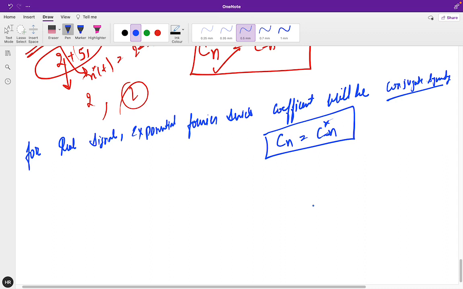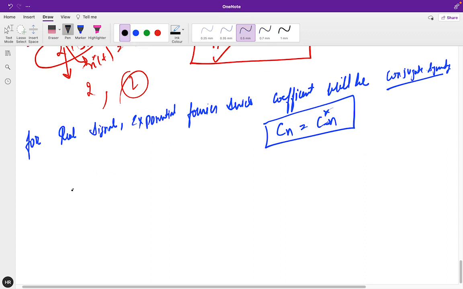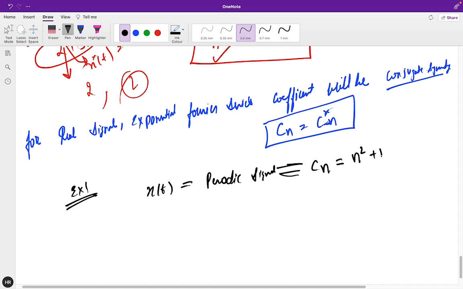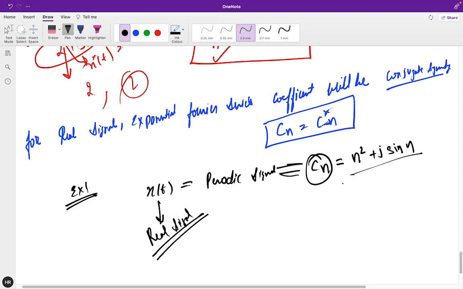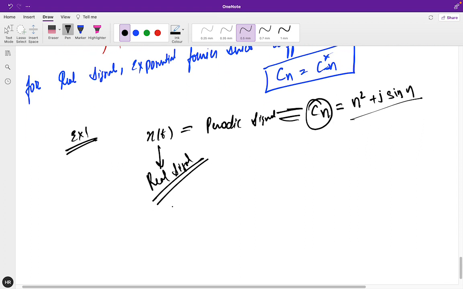For example, example 1: if I am giving you a particular signal x of t, that is a periodic signal, whose C of n value is given as n square plus j sine n. The question also mentions that x of t is a real signal. Don't worry about other things, it's given that x of t is a real signal. Now you need to find the value. How will you do it?